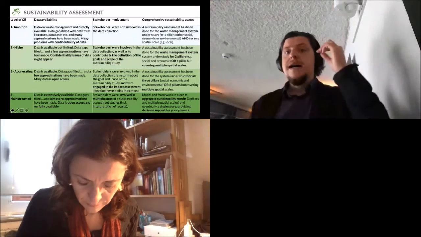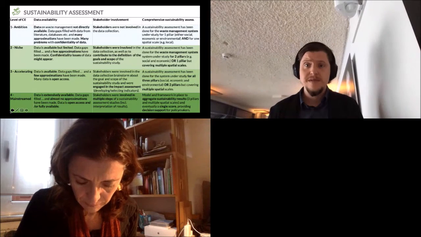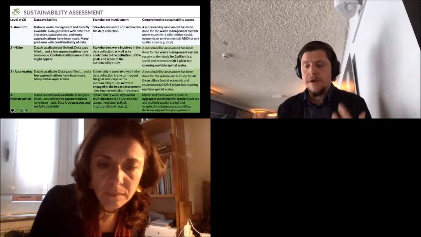For example, not only data sourcing, but also interpretation of results for the purpose of decision making. And the last indicator is the comprehensive sustainability assessment. So how integrative and comprehensive that is.